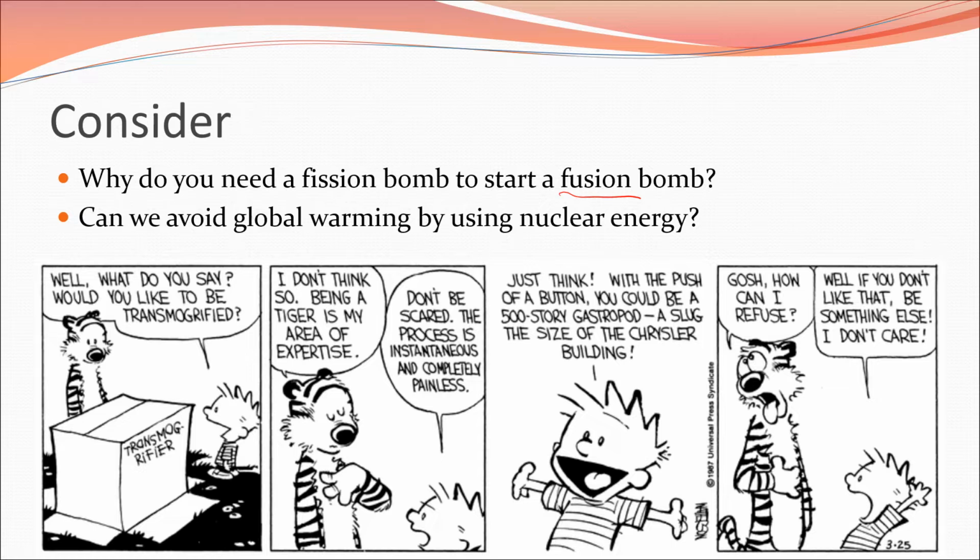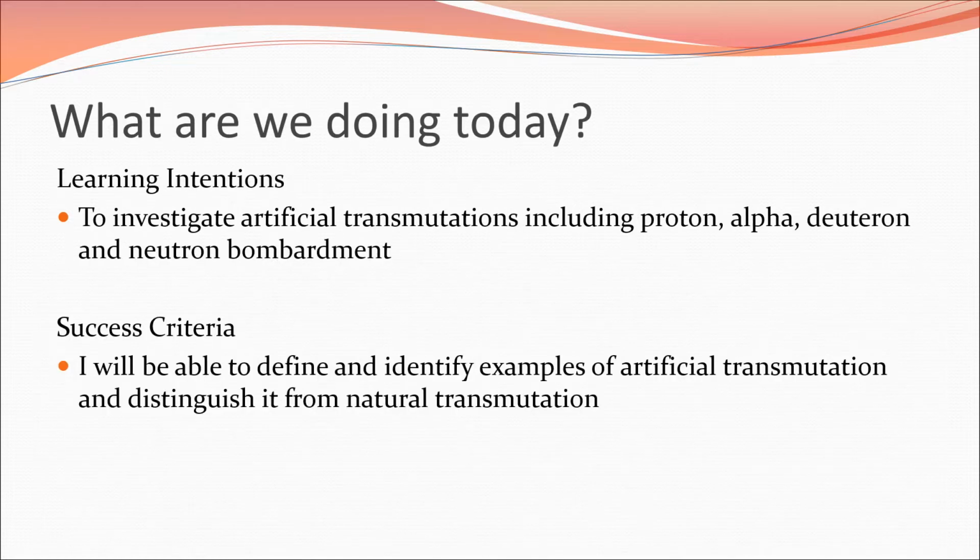Alright, let's move on. So today's task: investigate artificial transmutations, including proton, alpha, deuteron and neutron bombardment. So we're going to look at how we bombard atoms with those particles and induce radioactive decay. And by the end we'll be able to define and identify some examples of them.